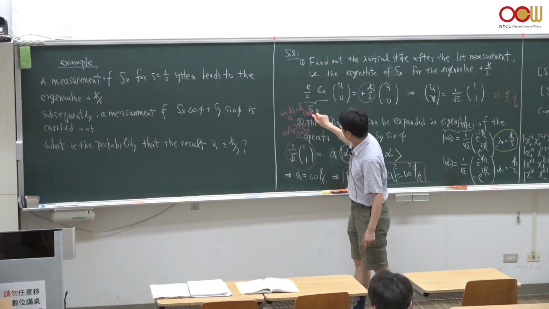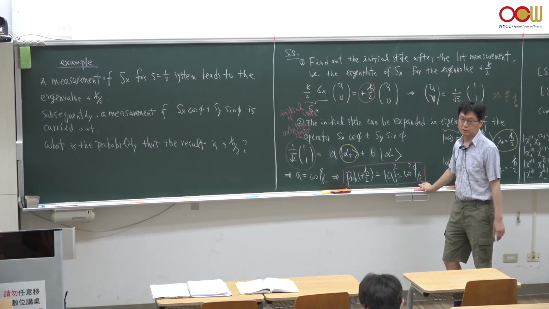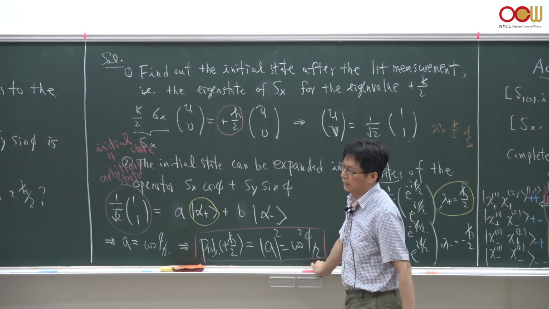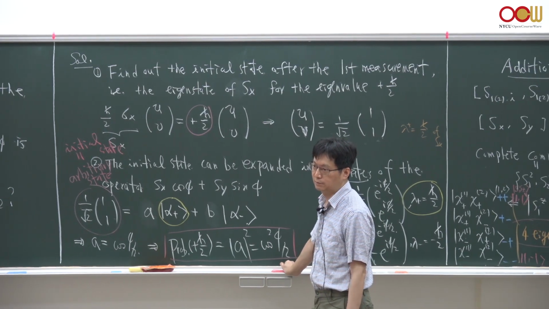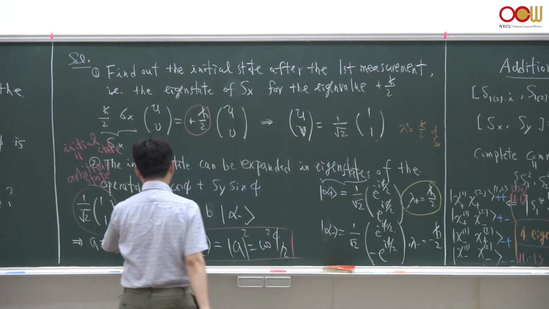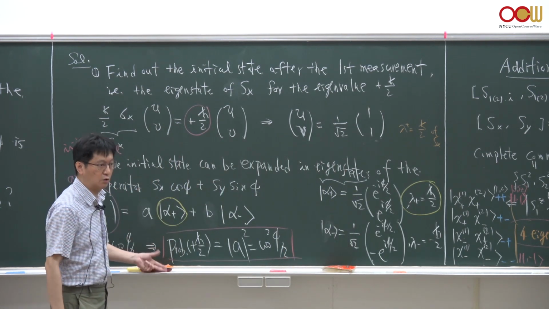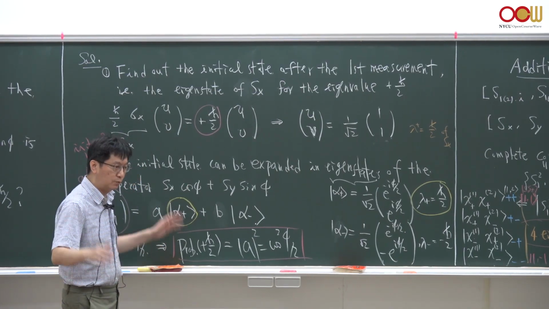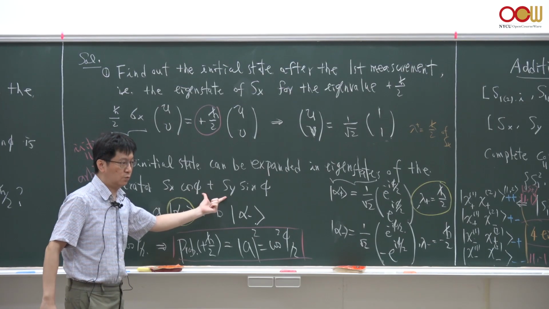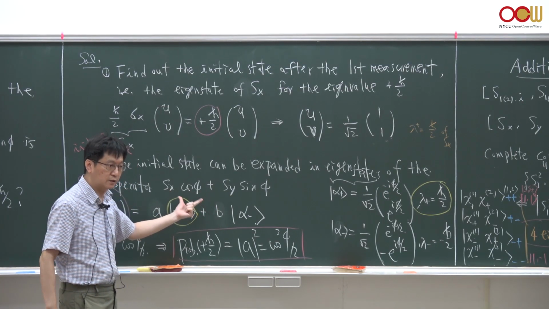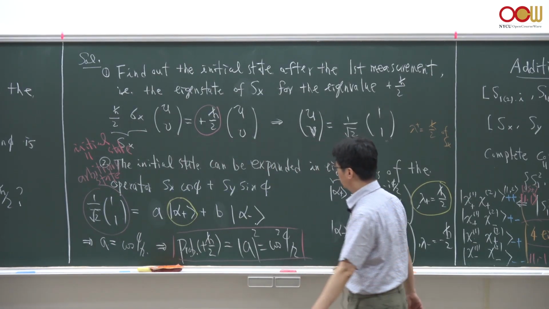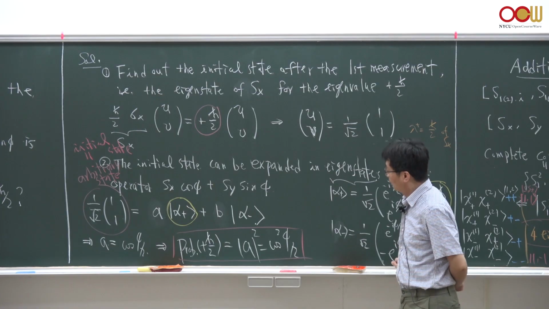Our initial state is an arbitrary quantum state, which happens to be the eigenstate of the Sx with the eigenvalue plus 1/2 h bar. But it doesn't need to be. It can be any state. But any state could be expanded in terms of the eigenstates of whatever operator. Whatever operator, in this case, is this Sx cosine phi plus Sy sine phi. That operator is the whatever operator. But we already solved the eigenstates of this messy operator.